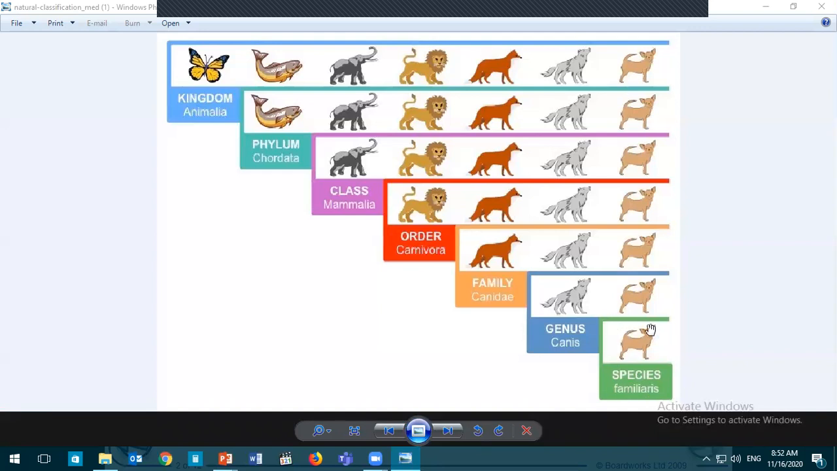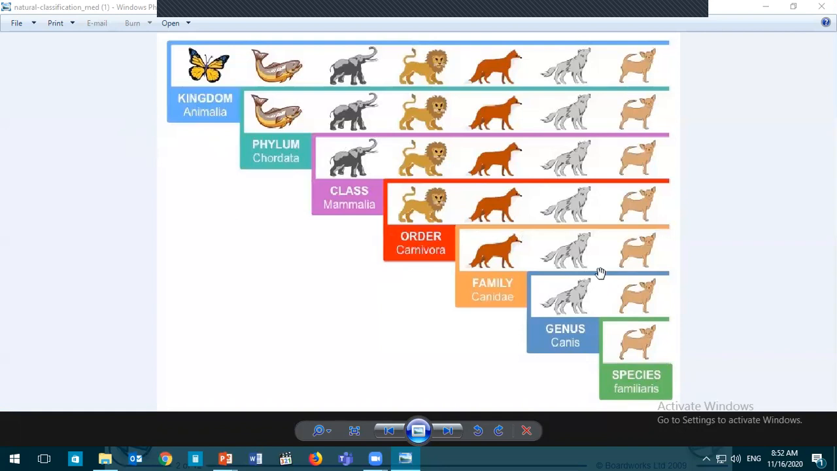Until we reach the last level of classification, which is the species, or a unique kind of organism, which is the dog. So can you see, guys, how we classify these animals? Why do you think we classify them? Why do you think we put them in such groups?